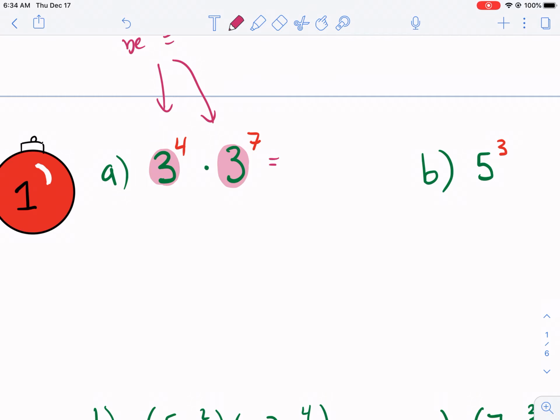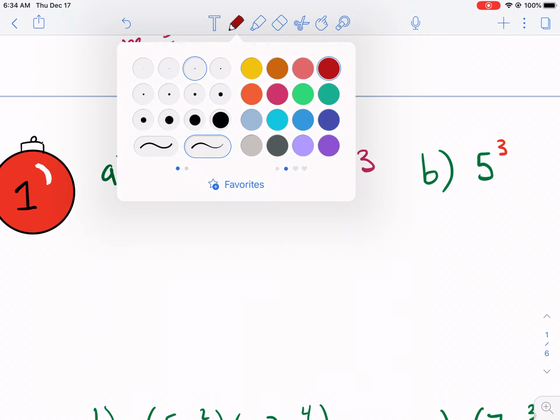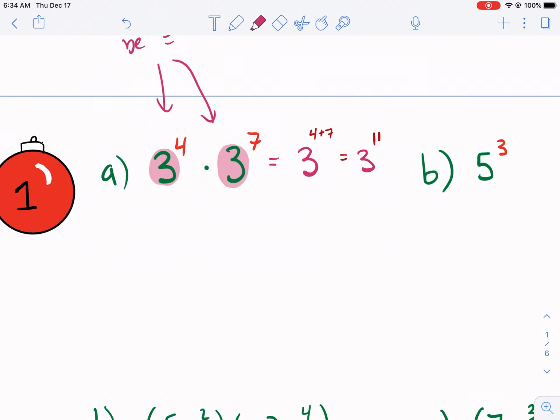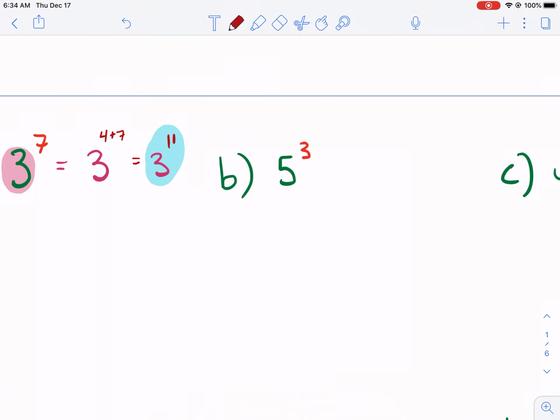What we do is we keep the base the same, 3, and then you just add the exponents, 4 plus 7. So this is going to be equal to 3 to the 11th power. And I'm not going to simplify it from here. I just wanted to show how we can add the exponents and arrive at our answer. This one we probably should. Okay, yeah, just leave it at 3 to the 11th. If you want to go 3 to the 11th power, you're going to get some huge number, but just for now, that's fine.